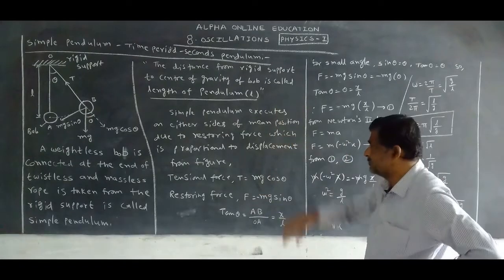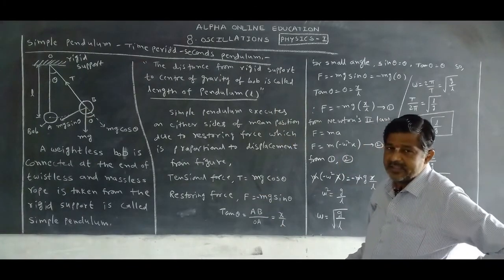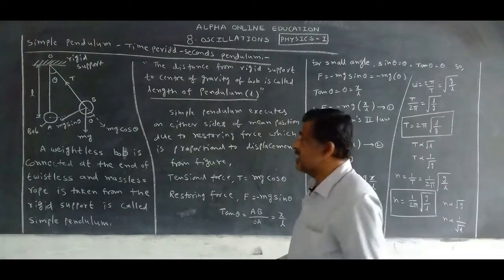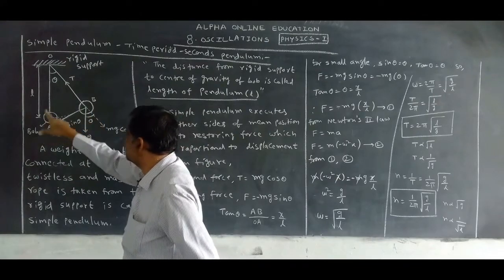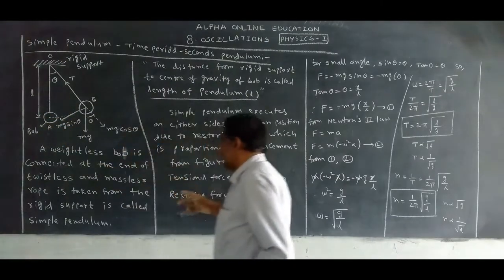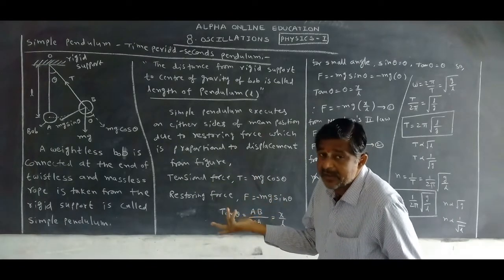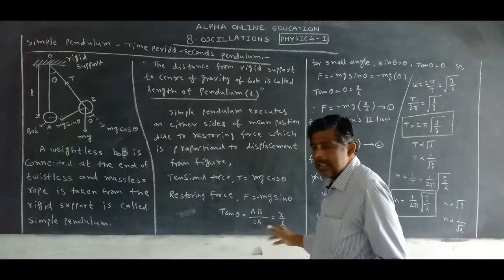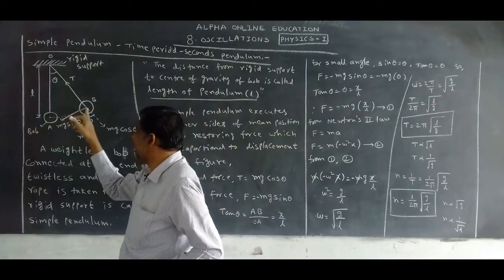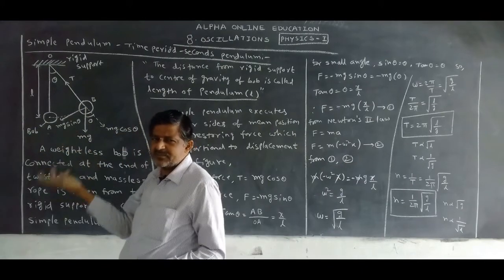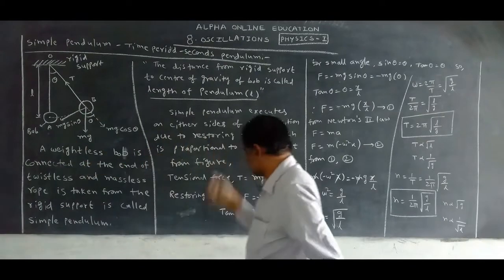Now tan theta. What is the formula for tan theta? Opposite side by adjacent side. What is the opposite side? A to B. What is the adjacent side? O to A. A to B we take as x. x is called displacement. What is L? The length of the pendulum, O to A. Displacement is expressed by x or y, but here I have taken it as x, in this direction.